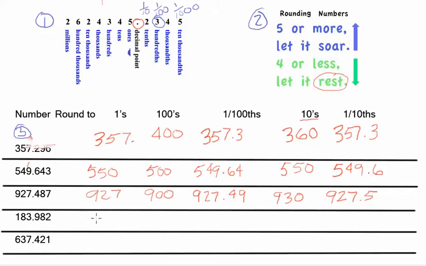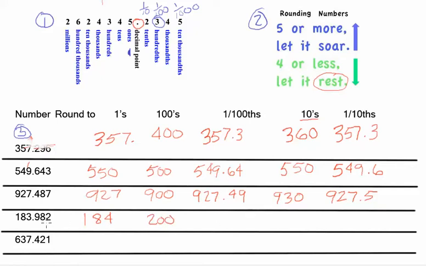All right, so let's go down to the last one. Oh, well, we have 2 more. Let's go to the next one. So the ones place. The ones place is a 3. The next number to the right is a 9. So we're going to, yep, you got it, let it soar. 184. Next one, the hundreds. Well, 83 is closer to the next hundred, so we're just going to say 200.